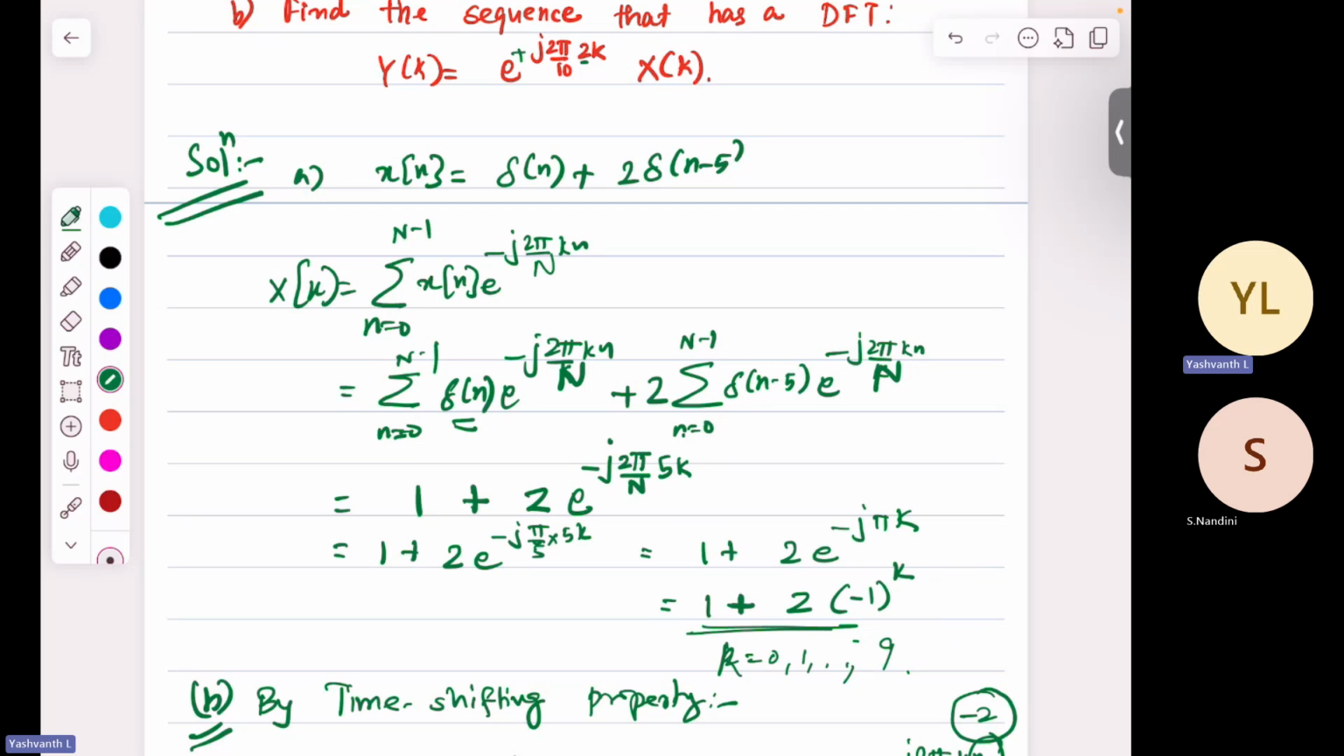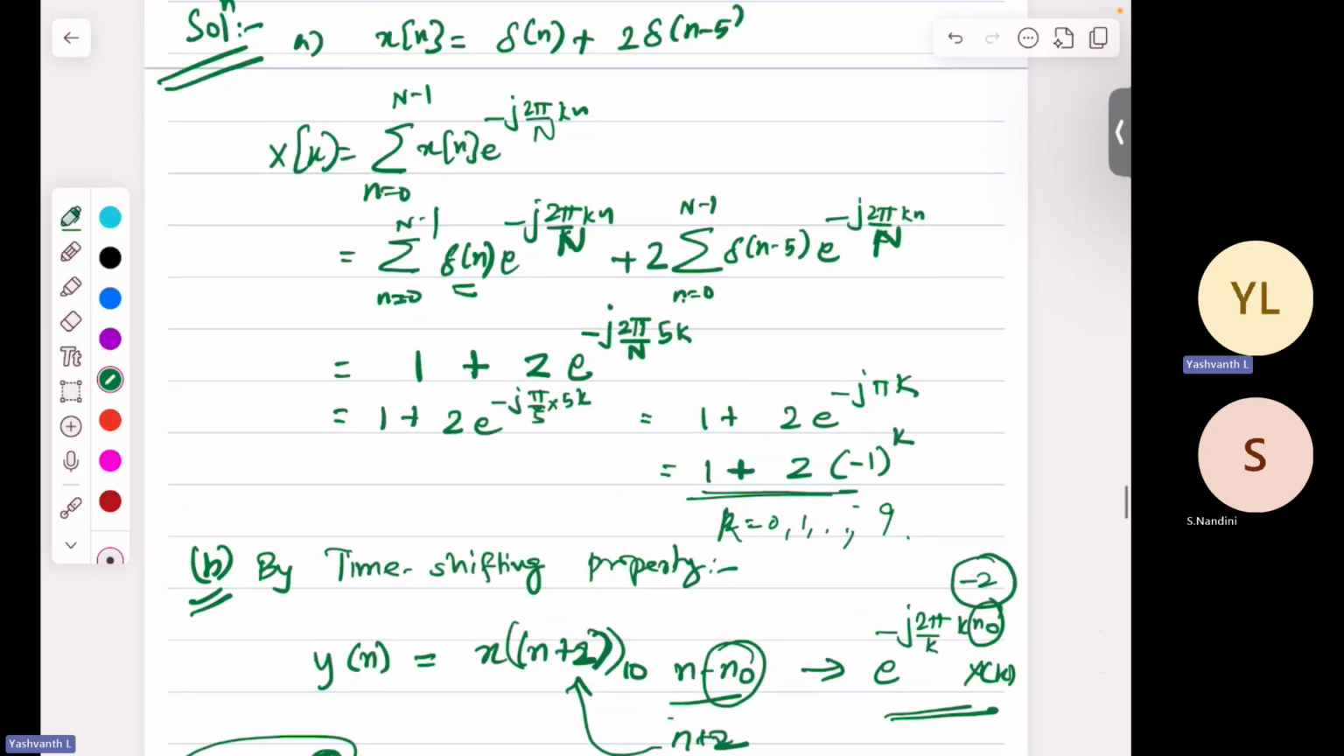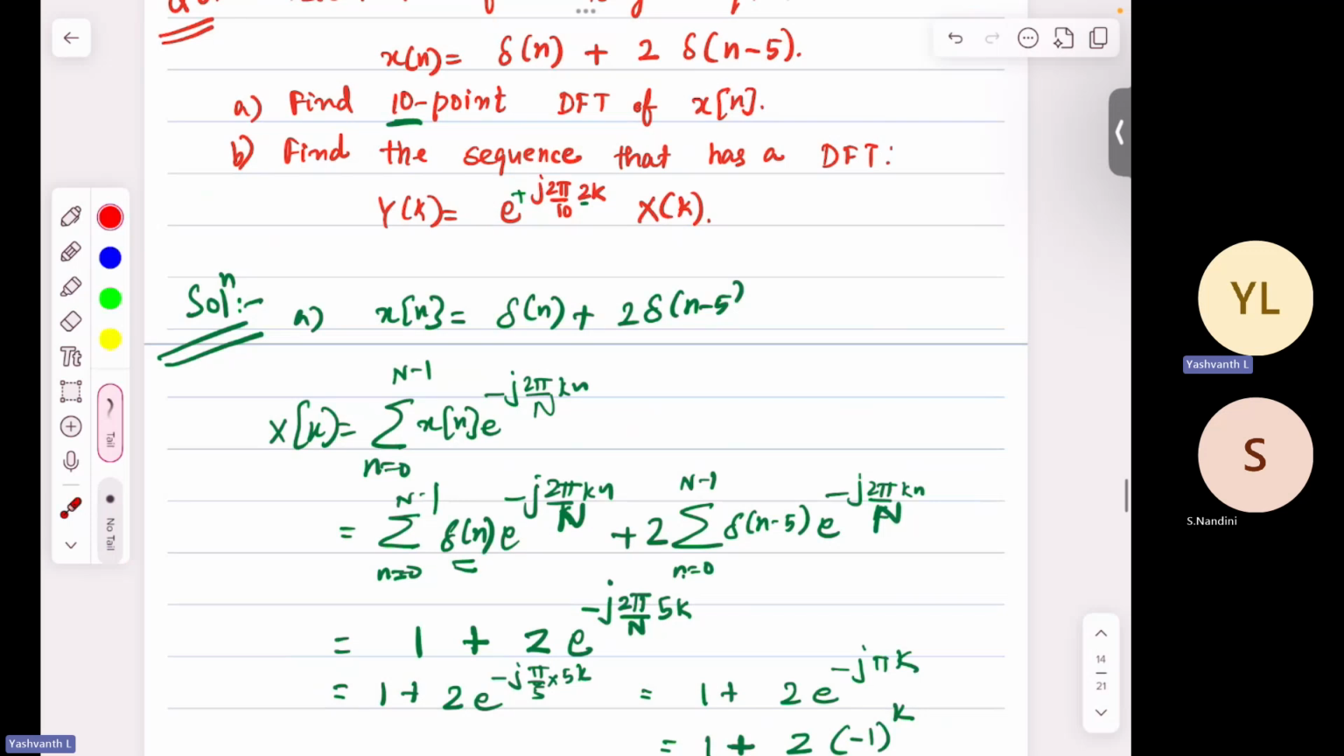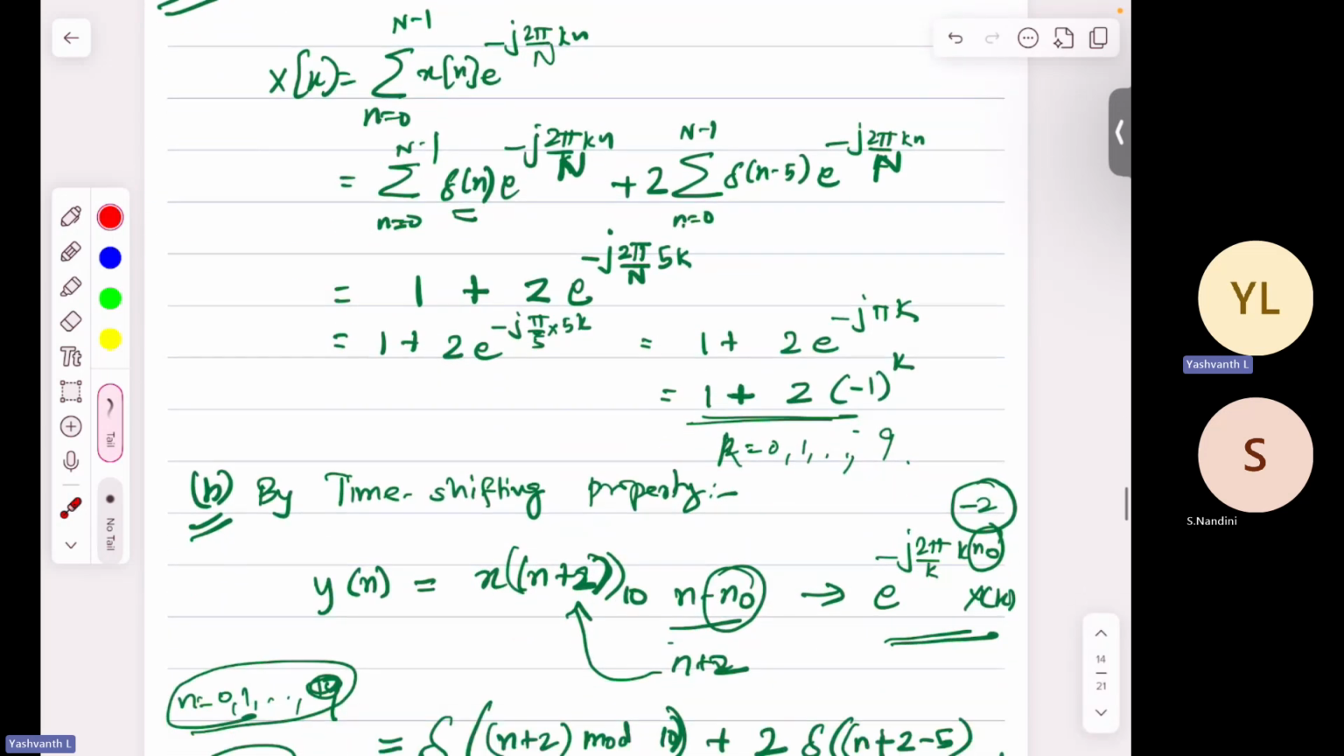Okay, the next question: you take this X of k, multiply it by e power of a phase shift, and get Y of k. What is the IDFT of this? Now by the time shifting property, we know that y of n is given by an advanced version, x of n plus 2, but modulo 10.